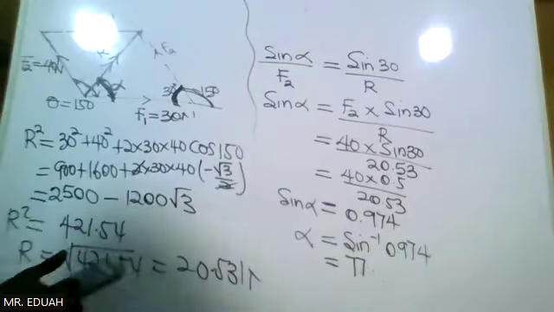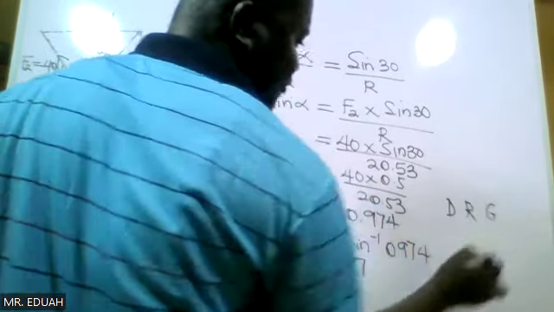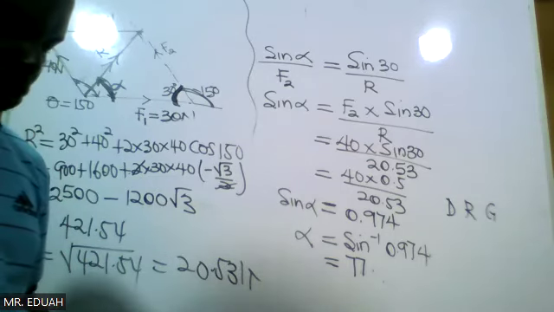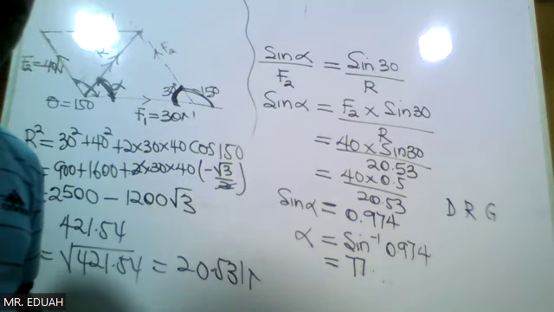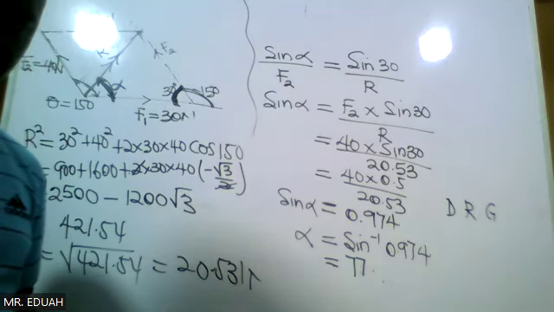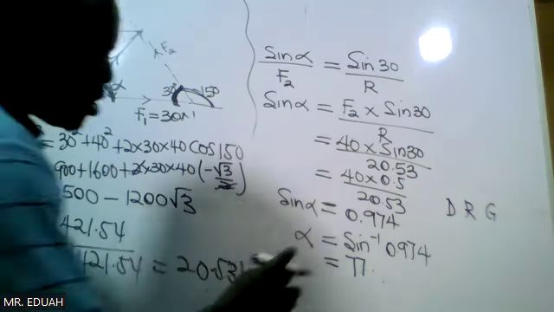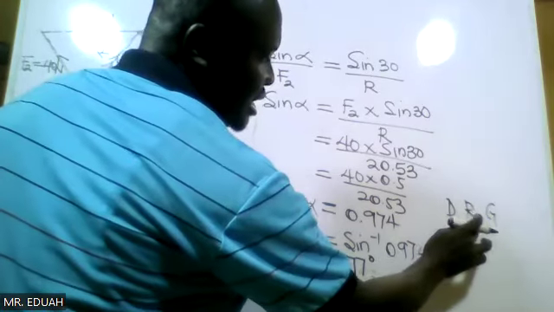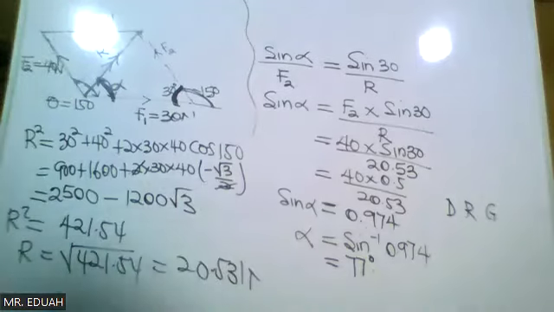Is your calculator at D, R, or G? Check for me. Is it on D? Yes, please. I got the same answer, and mine is on D. Okay. Because if it's not on D, and it's on R or G, it will affect your answer.